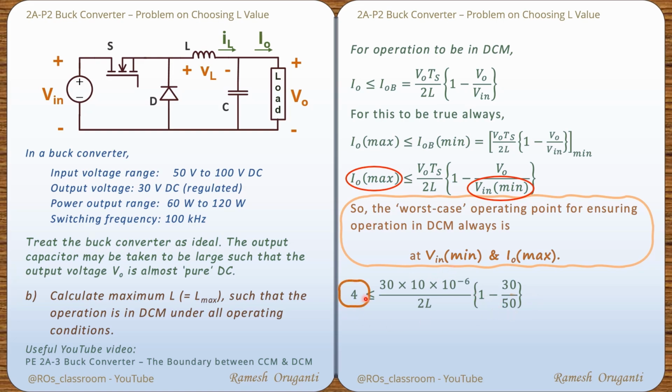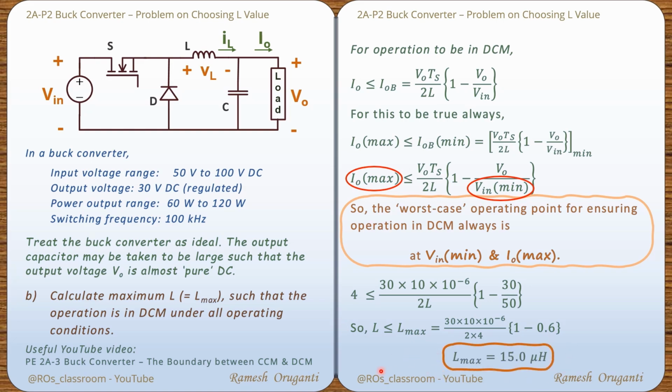We can bring the L to the left hand side and then L will be less than L max. L max will be 30 times 10 power minus 6 divided by 2 times 4 times 1 minus 30 by 50, that is 0.6. If you calculate this, it is 15 microhenry. So the maximum inductance is 15 microhenry. If you choose 15 microhenry, under the worst case, the operation will be at the boundary. On all other cases, it will be in DCM.